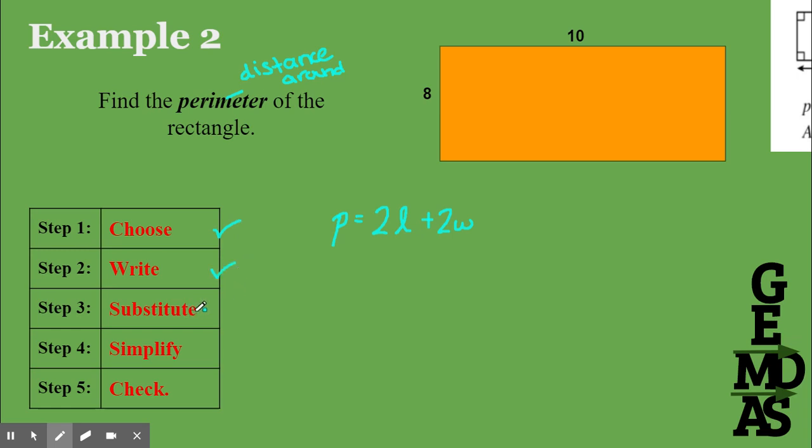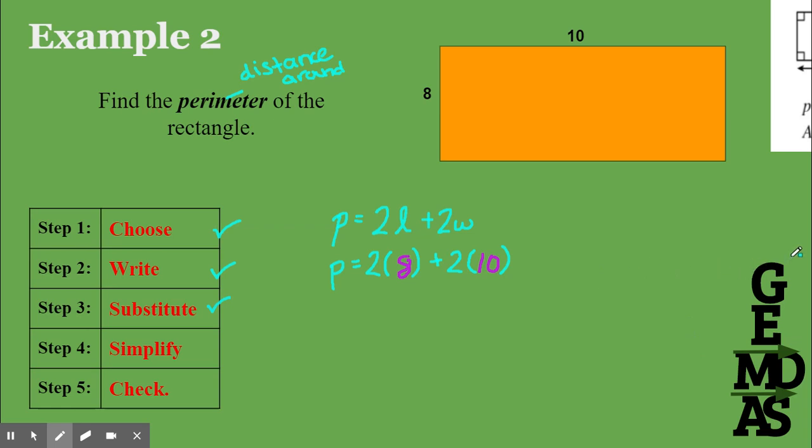The next step is to substitute. So we're going to substitute into our formula. Wherever you substitute, you put a parenthesis to hold the number you're substituting in. So for length, we're going to put 8. And for width, we're going to put 10. It doesn't really matter for a rectangle which one is length and which one is width. All right, so substitute is done. Now simplify using the order of operations.